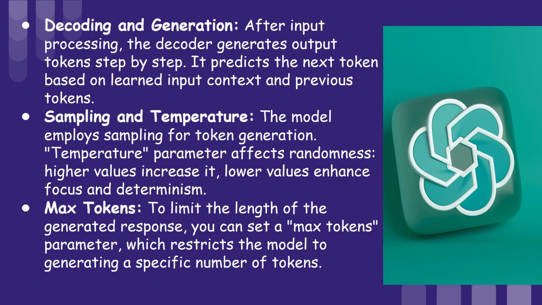Sampling and temperature. The model employs sampling for token generation. Temperature parameter affects randomness. Higher values increase it. Lower values enhance focus and determinism. Max tokens. To limit the length of the generated response, you can set a max tokens parameter, which restricts the model to generating a specific number of tokens.